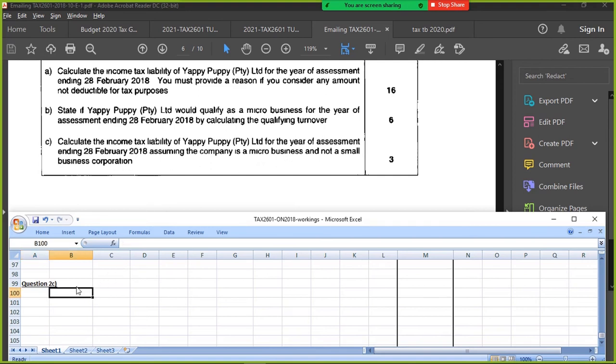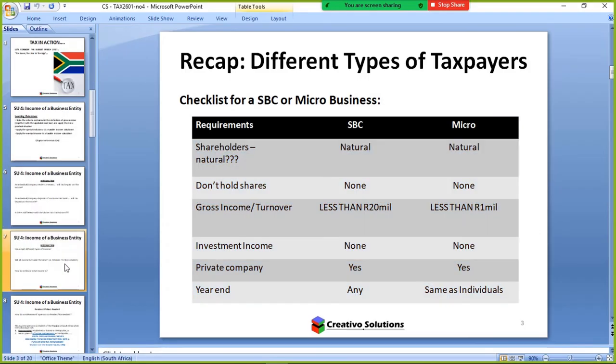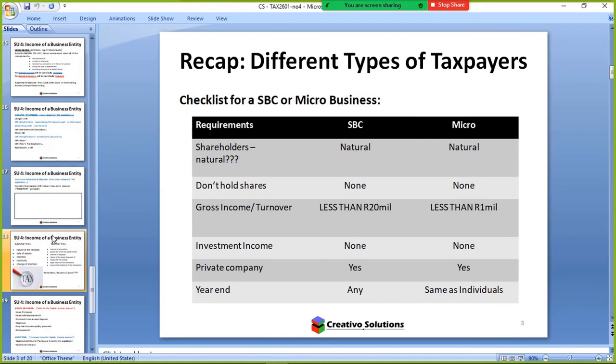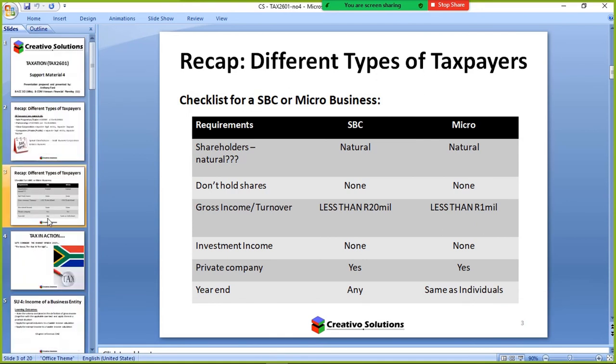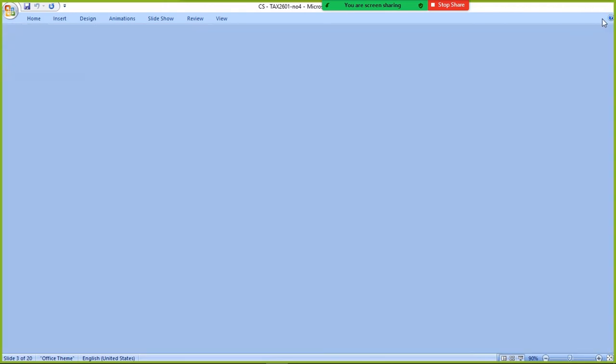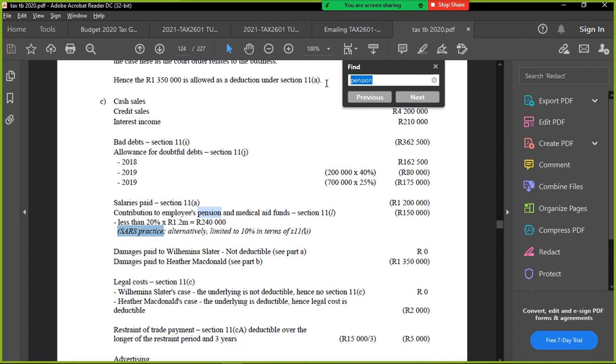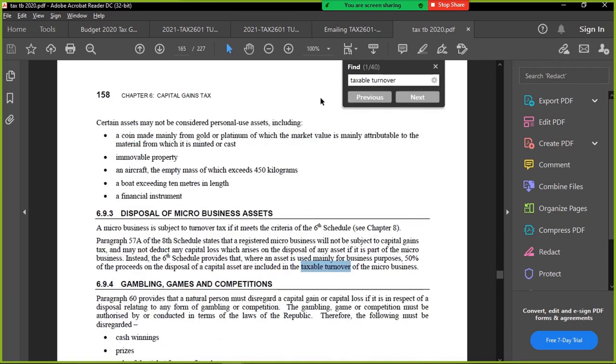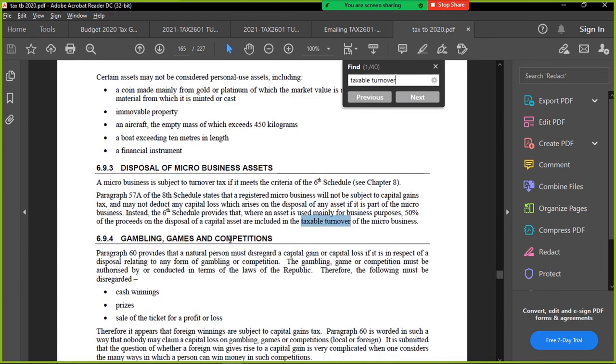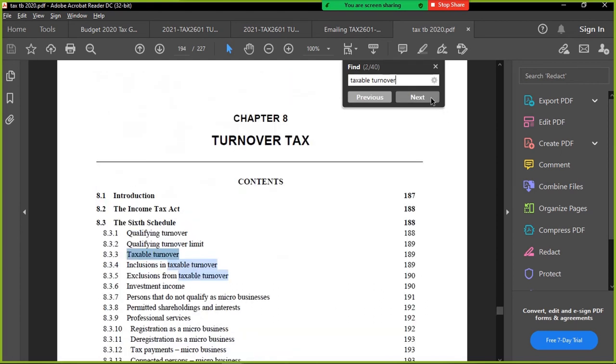Okay, so taxable turnover calculation. Again with this one, you need the notes. Let me go find it here. Where is it? Oh, it might have been on the previous page because this is recap. Actually, let's just use the textbook. It's easier. Well, for this one, taxable turnover. Okay, taxable turnover. There we go. That's better. 189. Turnover tax.